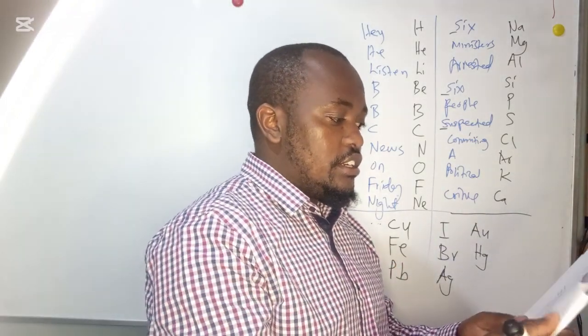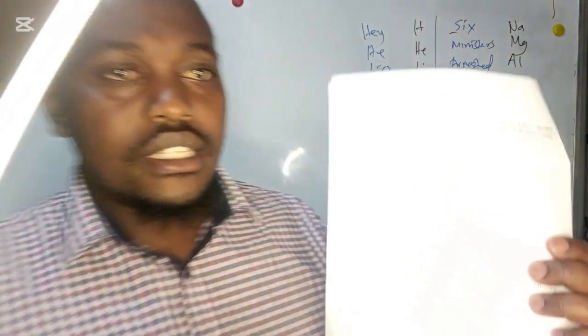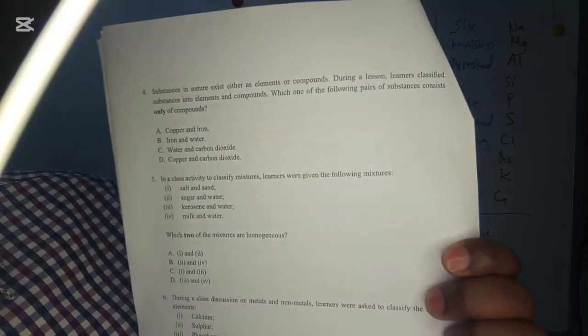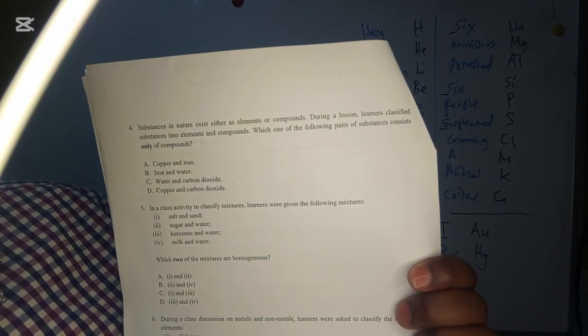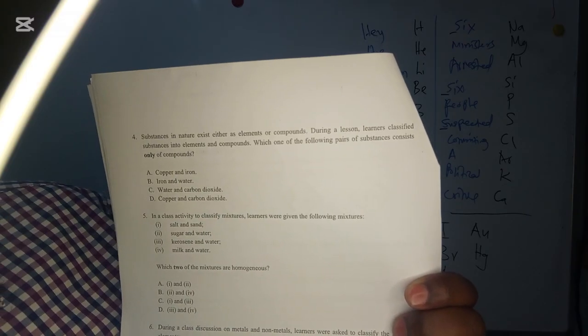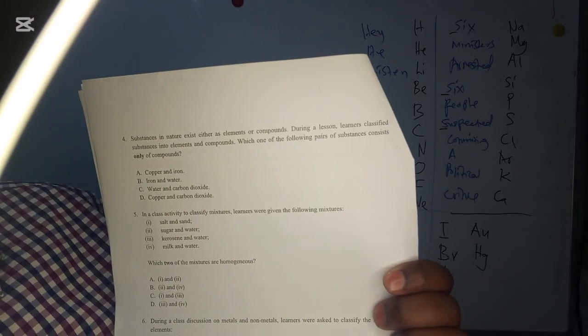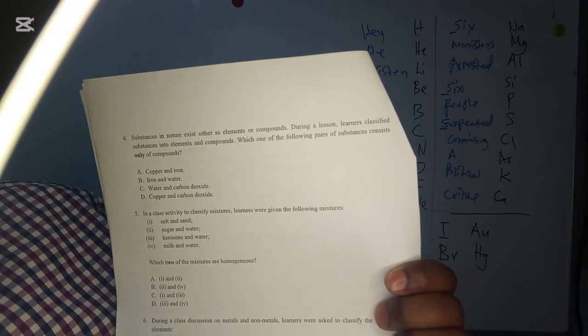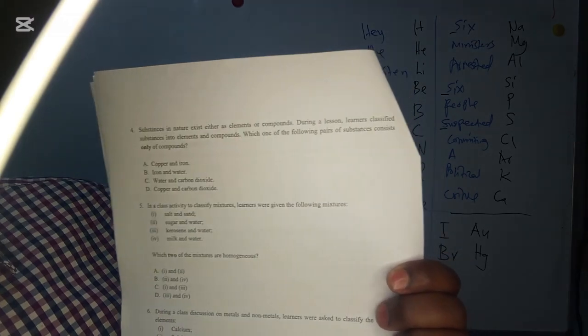Question 4. You are asked, substances in nature exist either as elements or compounds. During a lesson, learners classified substances into elements and compounds. Which of the following pairs of substances consists only of compounds? So which pair consists of compounds?